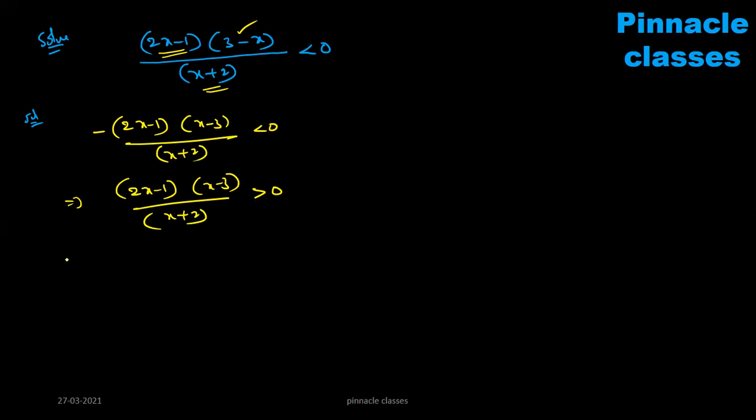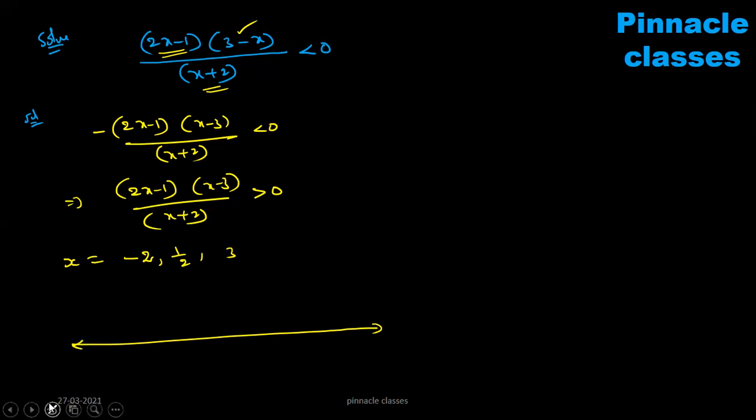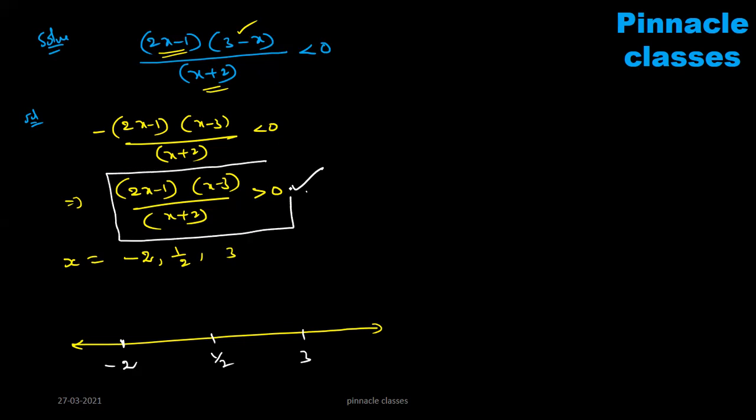Now, again, what is the first step? Find the roots. What are they? Minus 2, 1 by 2, 3. Take the number line. How to represent? Minus 2, 1 by 2, 3. Now we are talking about this question, not this one. In this question, take any one number more than 3. What is your answer? More than 3 means what is the sign? Plus.